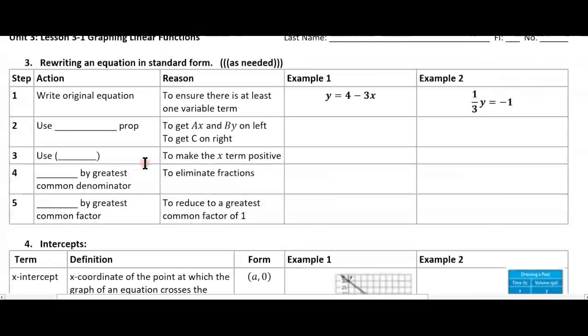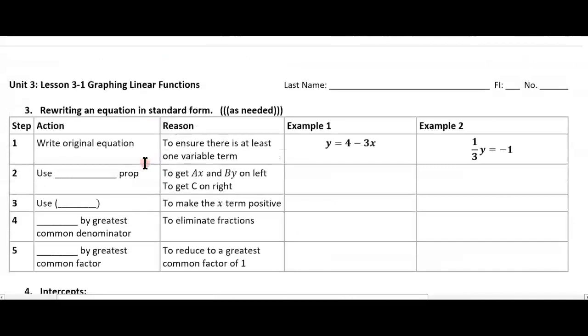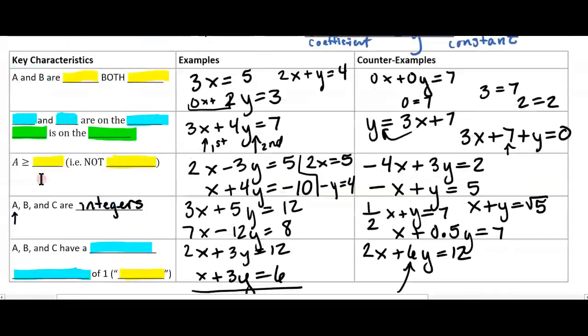Okay, so with that, how do we write an equation in standard form? This is our last piece for the first half of this lesson. We're going to start with the original equation, and each of these steps, 1, 2, 3, 4, 5, are going to match up with one of these characteristics, 1, 2, 3, 4, 5.